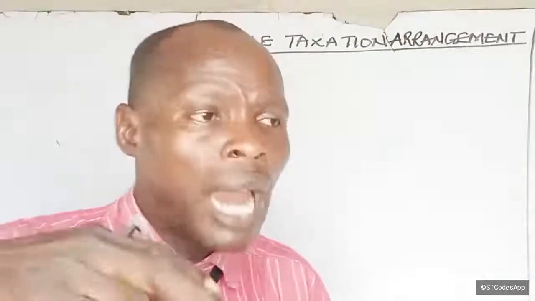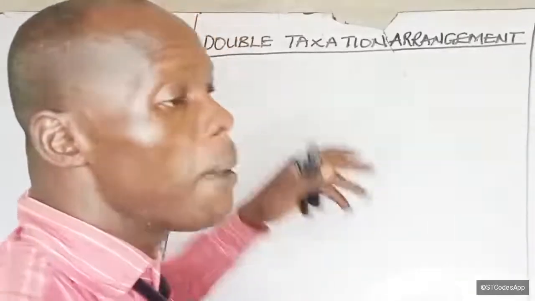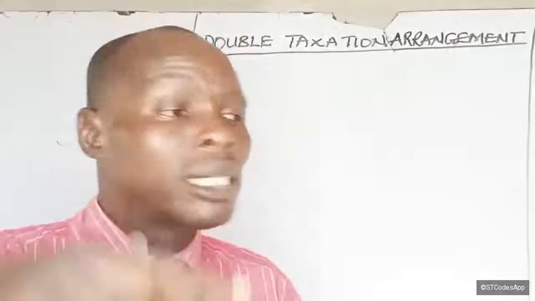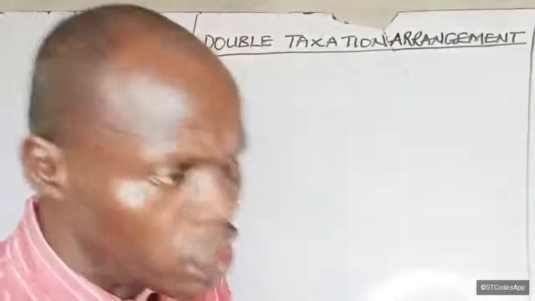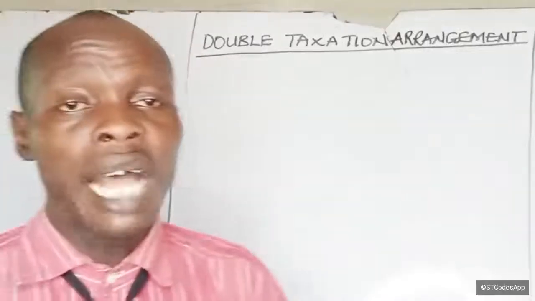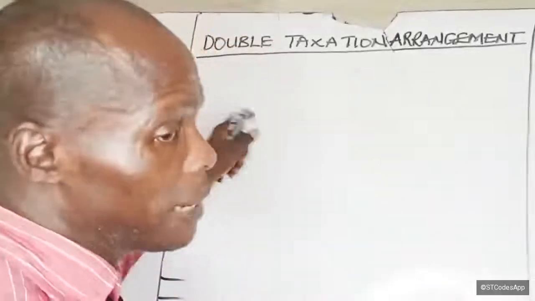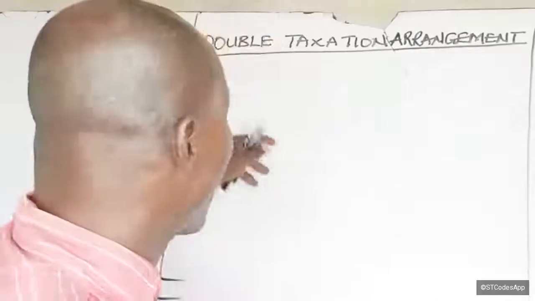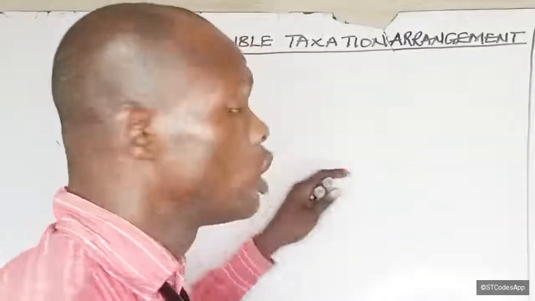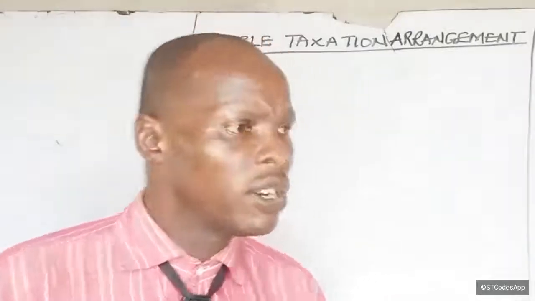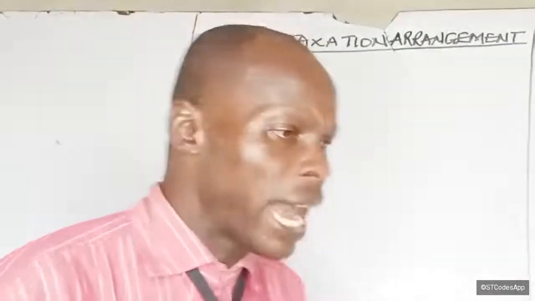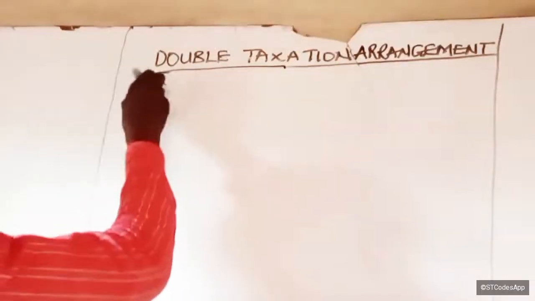Double taxation arrangement is a formal bilateral agreement made by two countries to resolve issues involving double taxation of taxpayers' income. Definition of terms.